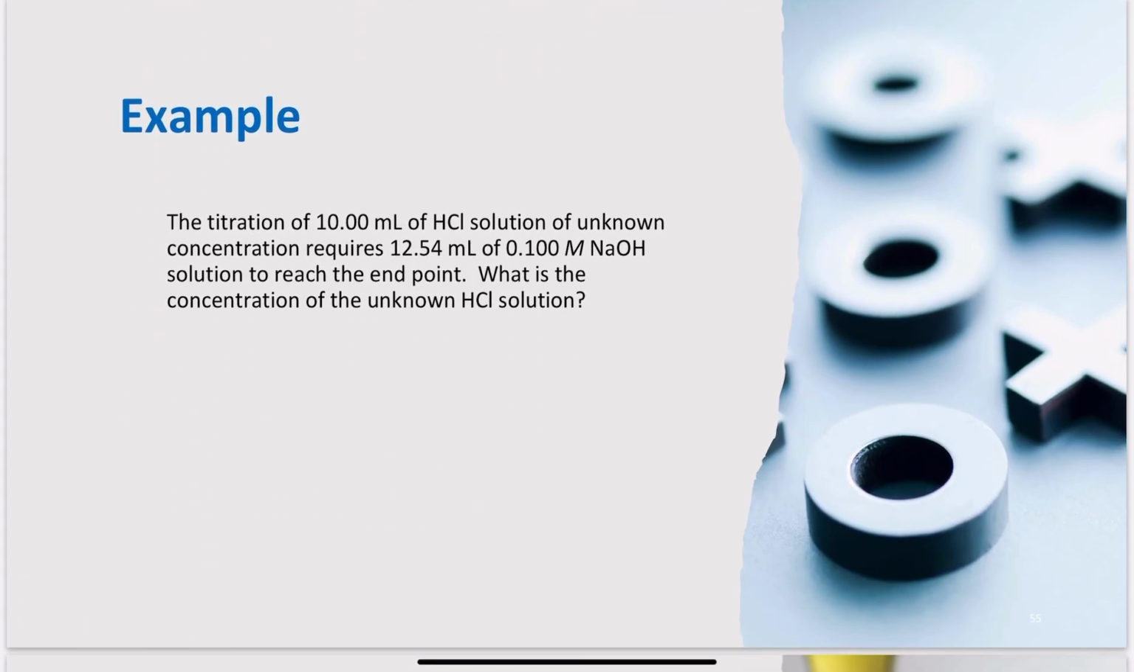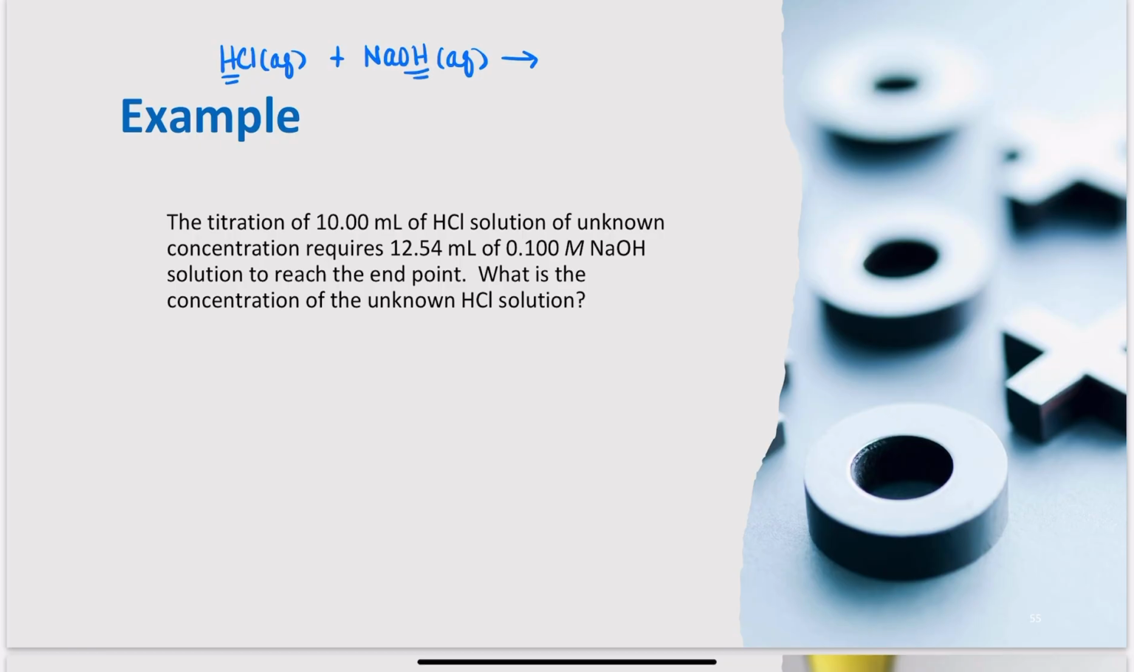What's here? The titration of 10 mL of HCl solution of unknown concentration requires 12.54 mL of a 0.100 molar sodium hydroxide solution to reach the endpoint. What is the concentration of the unknown HCl solution? Let's see. We've got HCl, strong acid, reacting with NaOH, strong base.